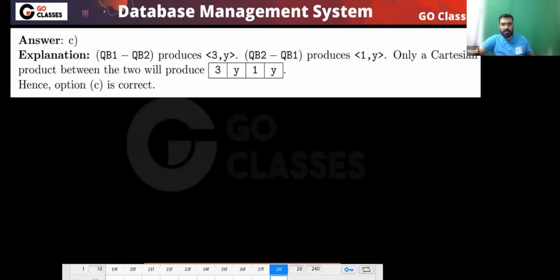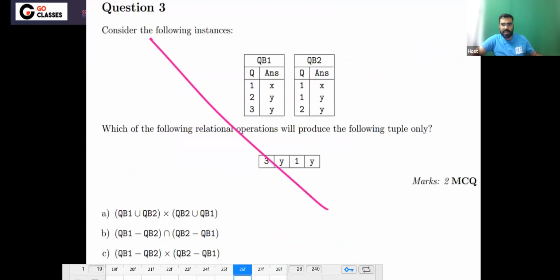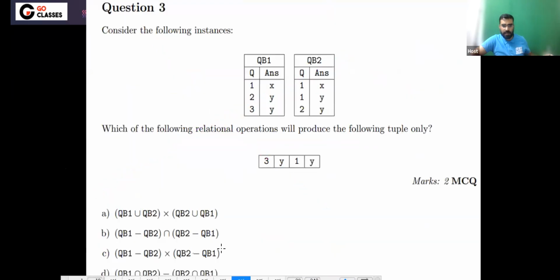Okay, let's see some variations. How many tuples will be there in this? What will be the number of tuples in this relation? Like QB1 minus QB2, intersection QB2 minus QB1. So there will be no tuple. There will be 0 tuples. It will be an empty relation.